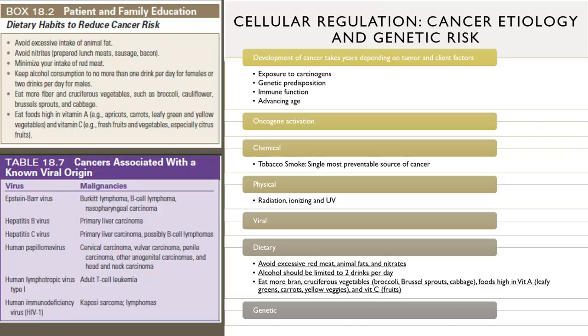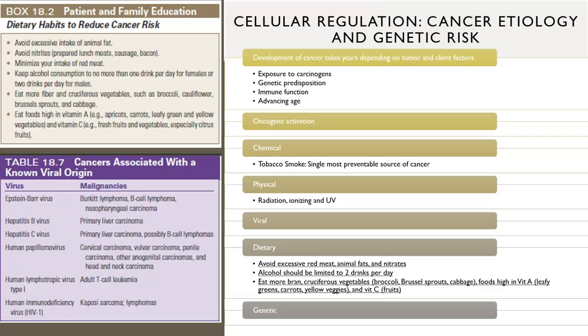Dietary, so our diet plays a significant role. Like I said, your lifestyle, your diet, and also your culture. So diet: eating a lot of red meat, animal fats, and nitrates puts you at a high risk for cancer. Alcohol should be limited to 2 drinks a day. And then make sure that your patient is eating more bran or more fiber with their fluids, and a lot more vegetables that are high in fiber, including vegetables and fruits that have vitamin A and vitamin C.